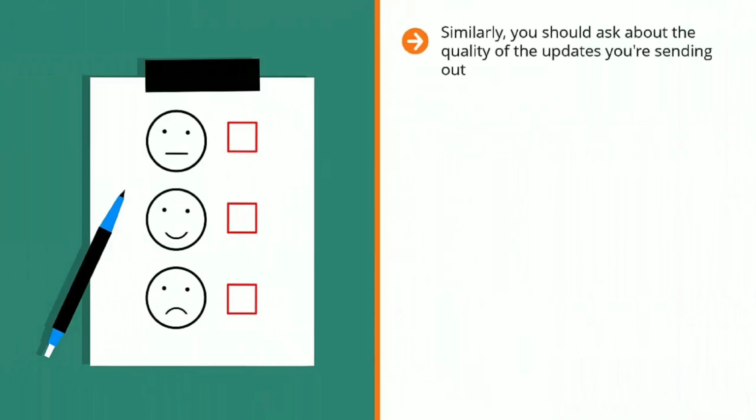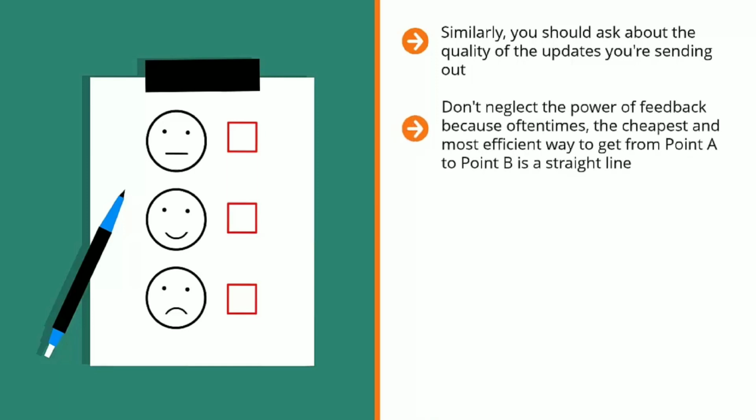Similarly, you should ask about the quality of the updates you're sending out. More specifically, you should ask your list members, what improvements should I make for you to forward my emails to people you know? Don't neglect the power of feedback because oftentimes the cheapest and most efficient way to get from point A to point B is a straight line.